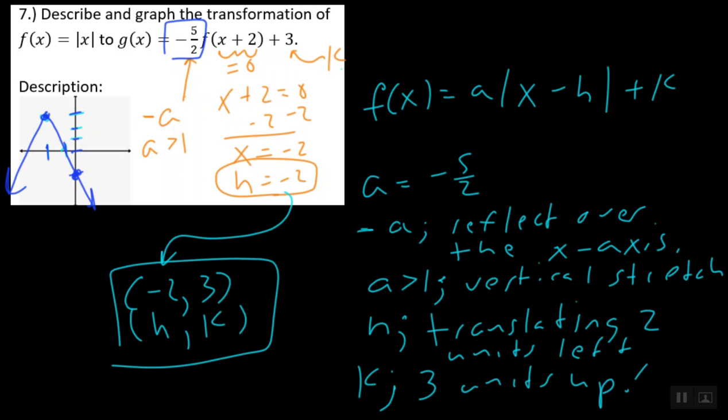Now the last thing we want to do, which I usually do first, is let's just go ahead and see what our parent function would look like. It's always at the origin. You go up 1, right 1, you get your first point. And there we go. There's our parent function versus our function g of x.